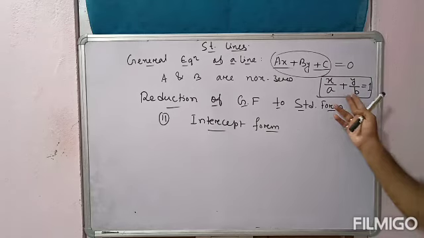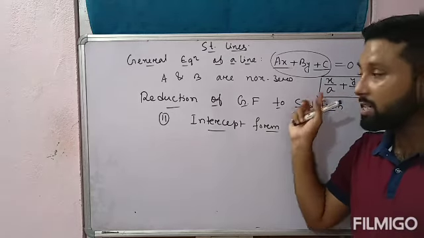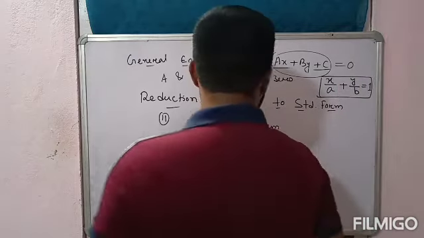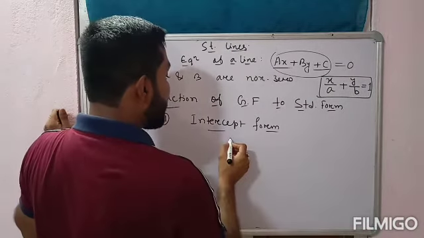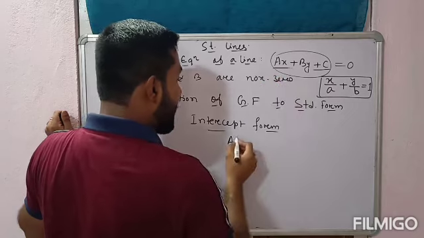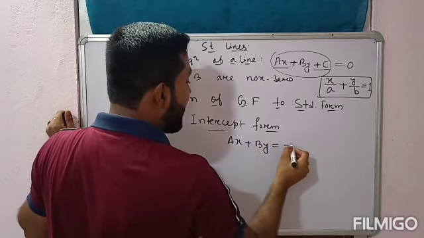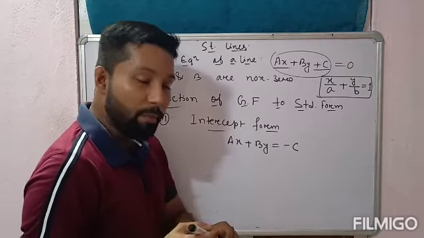So now we know this equation. As per this equation, now you have to reduce the general equation. Now देखो कैसे reduce किया जा सकता है. So here the equation is given. The general equation is ax plus by plus c equal to 0. So this equation can be written as ax plus by is equal to minus c.